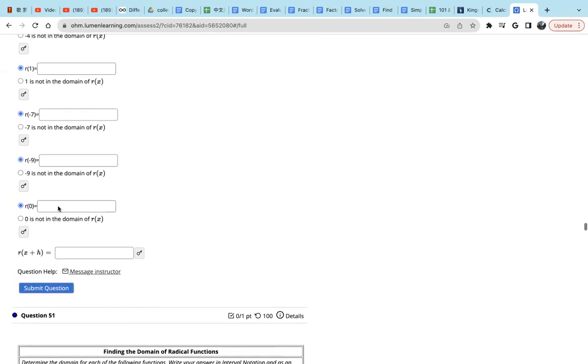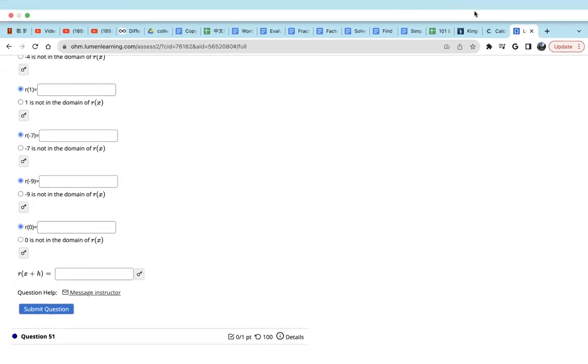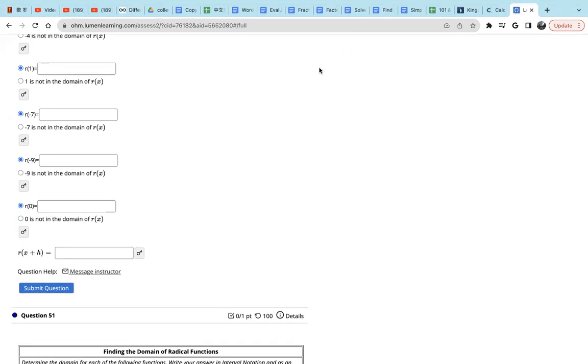r of negative 9, yes, we pick this one. Right? For this question, I'll pick this one. So negative 7 is not in the domain. And also this one, negative 9 is not in the domain. r of 0, yes, right? The square root of 0 plus 6 is the square root of 6.